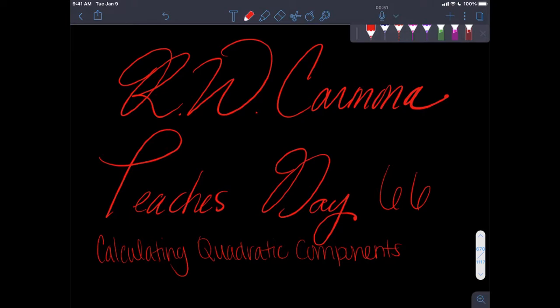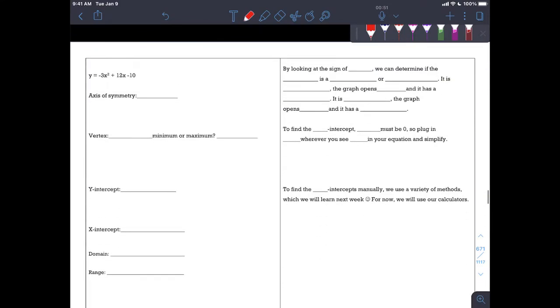Day 66. Today we're going to be talking about calculating quadratic components. We've already talked about how we graph these and different pieces of them, but now we want to talk about how exactly we find all of those values. Most of this you already know, so it's going to be a review, but there is some additional information. So let's go ahead and get started.